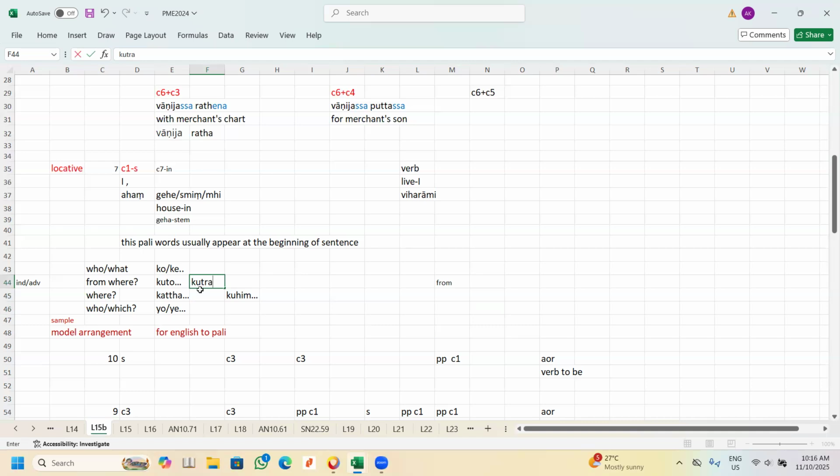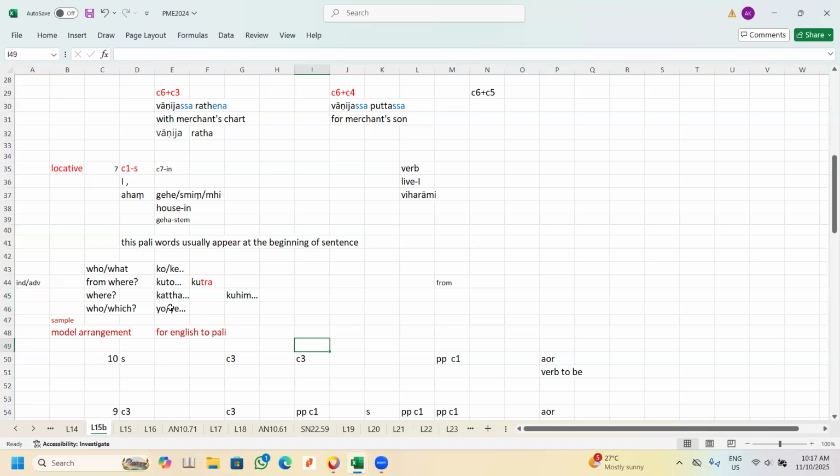Kutra. The word tra becomes the to. So this is tra, kutra, kuto. Okay. So this is how it forms. Sometimes you see this, sometimes you see this. It doesn't matter.